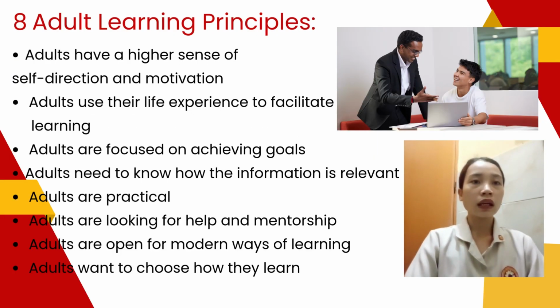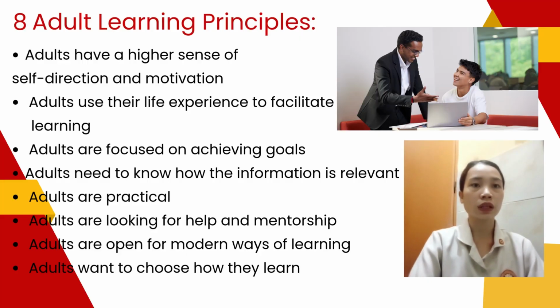And there are 8 adult learning principles. First, adults have a higher sense of self-direction and motivation. Adults use their life experience to facilitate learning. Adults are focused on achieving goals. Adults need to know how the information is relevant. Adults are practical. Adults are looking for help and mentorship. Adults are open to modern ways of learning. And last, adults want to choose how they learn.